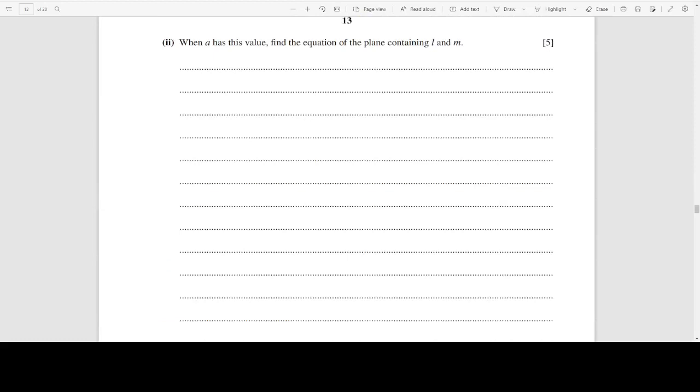Then we have, when a has this value, find the equation of the plane. So I hope you guys know that plane is not actually there in the syllabus, so we'll not be doing this question. Honestly, I have learned according to the latest syllabus, so if you still want the answer to this question, I suggest watching some other videos on this paper.